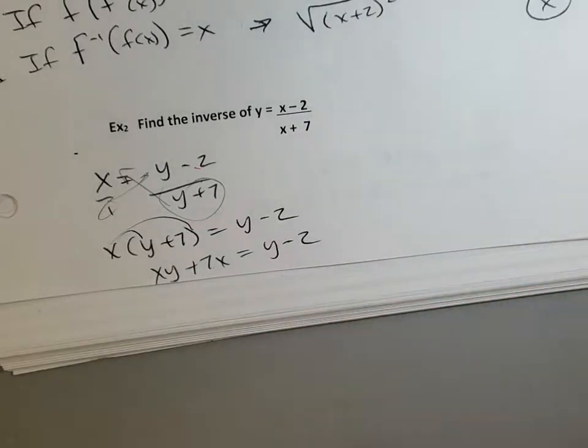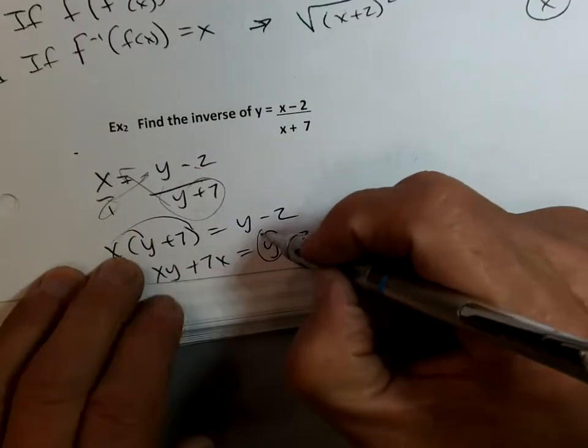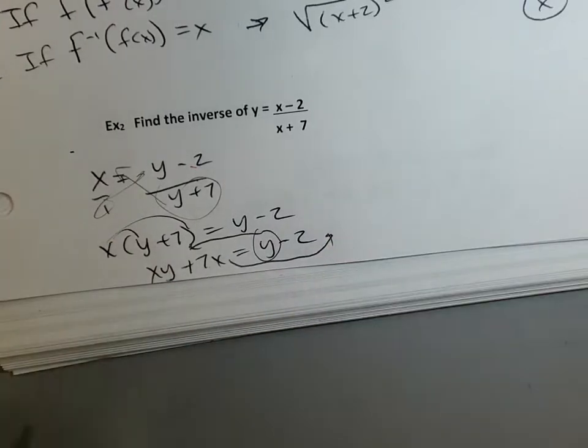Okay? I'm going to solve for y, but I got too many y's. So I'm going to put all the y's together. Okay, I'm going to bring this one over. And I'll bring the 7x over. So let me bring the y over. Let's bring the 7x over this side, and let's see what I get.